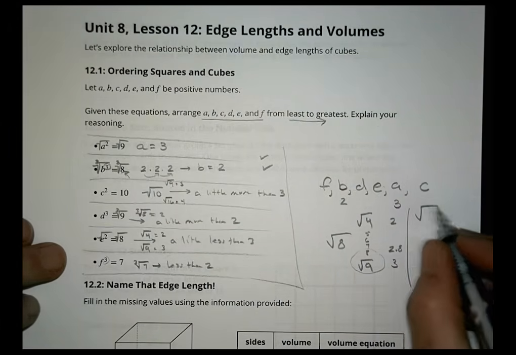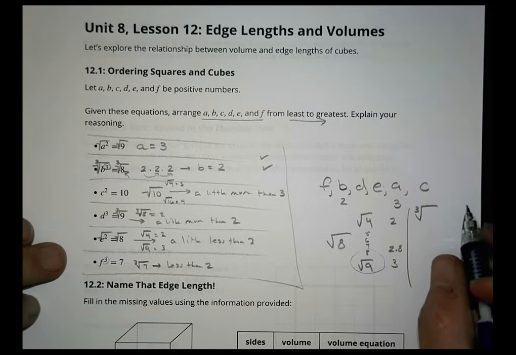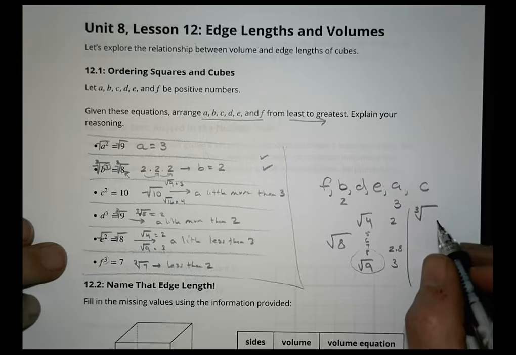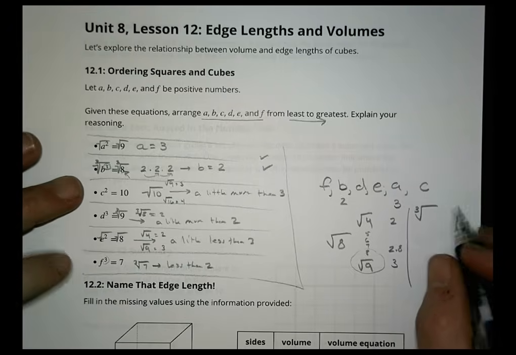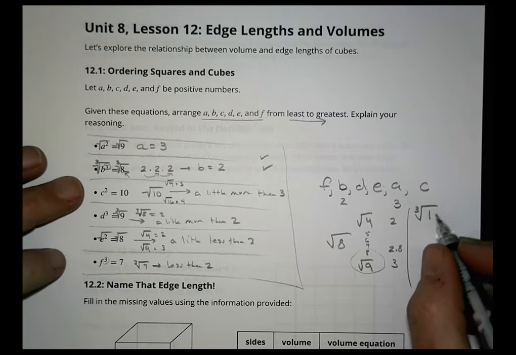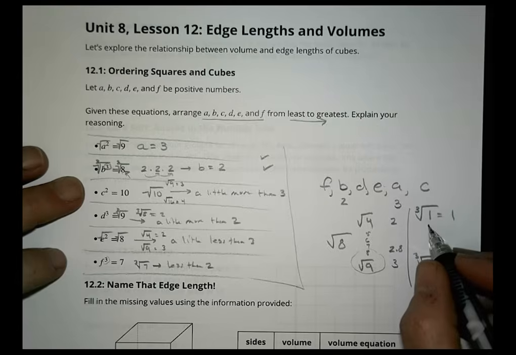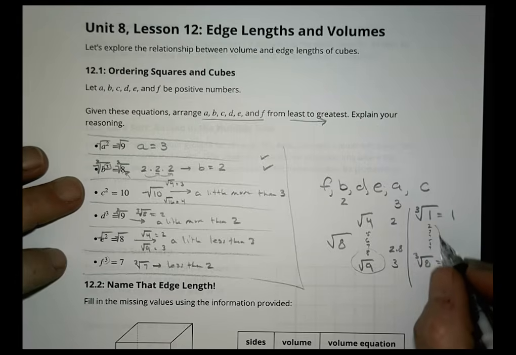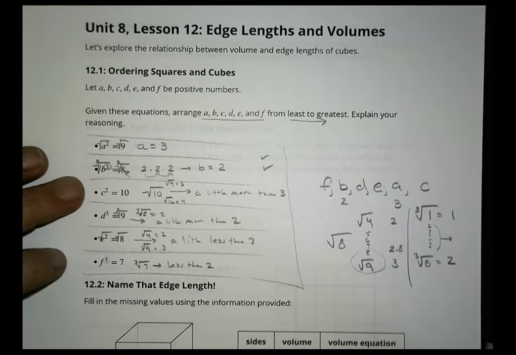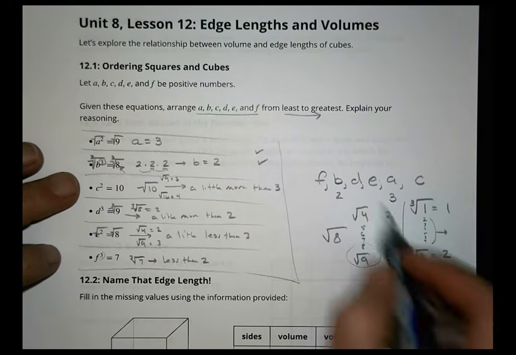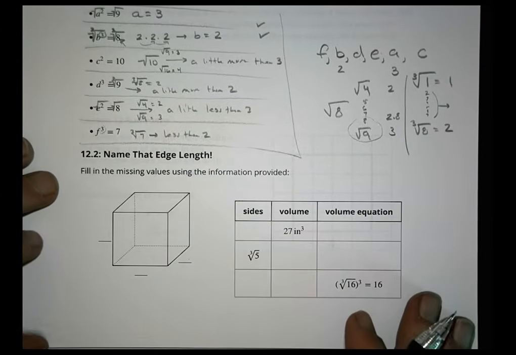We can do the same thing with cube roots. Let's do the cube root of 1, which is equal to 1, and the cube root of 8 is equal to 2. Then that means the cube roots of 2, 3, 4, 5, 6, and 7 are all in between 1 and 2. So we can use the same kind of strategy as square roots with cube roots, which is what we're talking about in today's lesson.